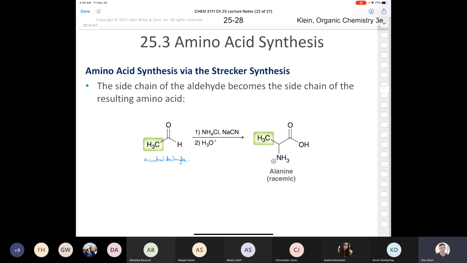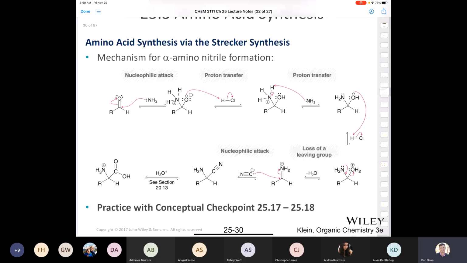The mechanism for the formation of the alpha amino nitrile is shown here. I'm not going to go over it in detail because I've never asked it before and I'm not going to ask it now. It's not going to be asked on an ACS final. It's not going to be asked on MCAT, but it is an important reaction.